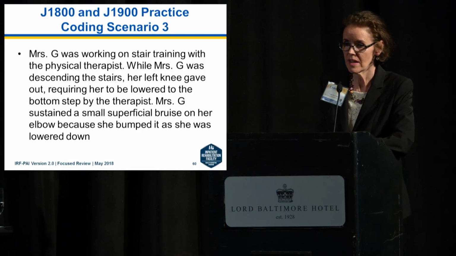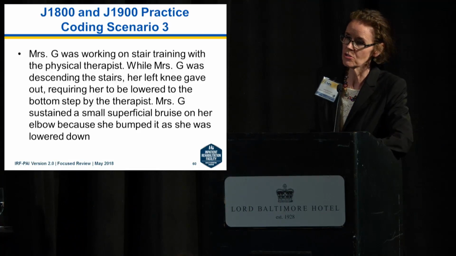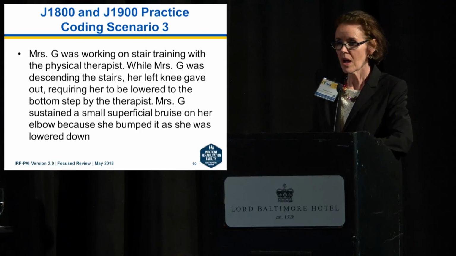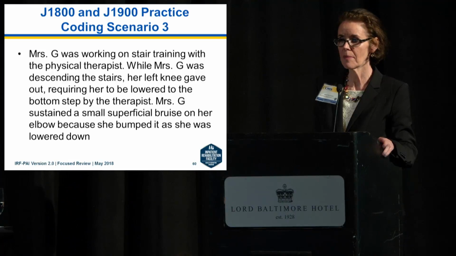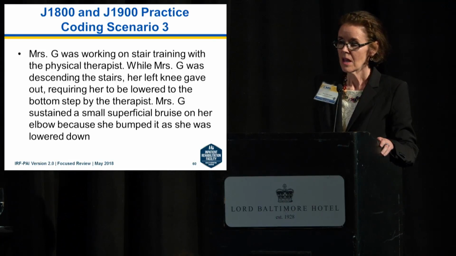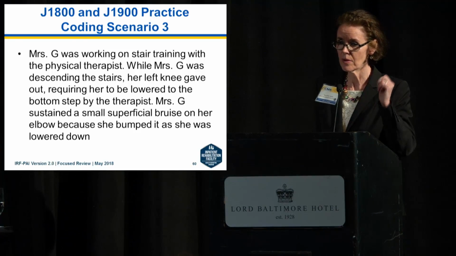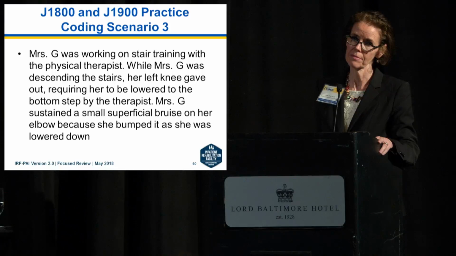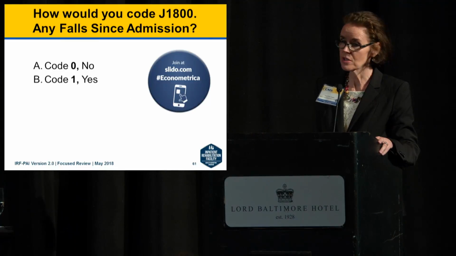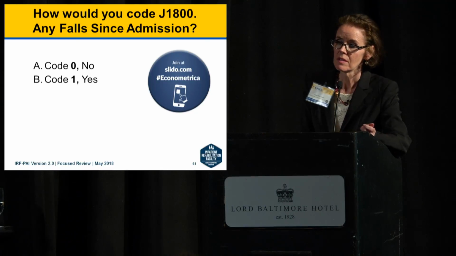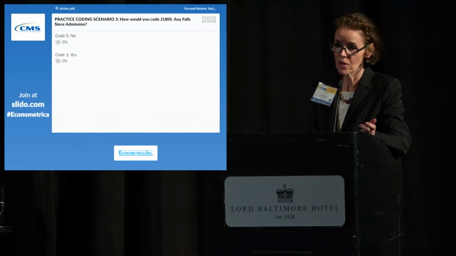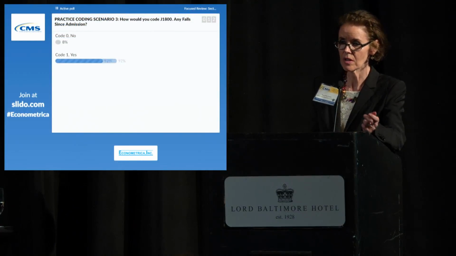Let's try a different one. In this case, Mrs. G was working on stair training with the physical therapist. While Mrs. G was descending the stairs, her left knee gave out, requiring her to be lowered to the bottom step by the therapist. Unfortunately, Mrs. G sustained a small superficial bruise on her elbow when she bumped it as she was lowered down. So for the first part of this question, how would you code J1800, any fall since admission? A 0 would mean no, she has no falls, or a 1 would mean yes, she had a fall.